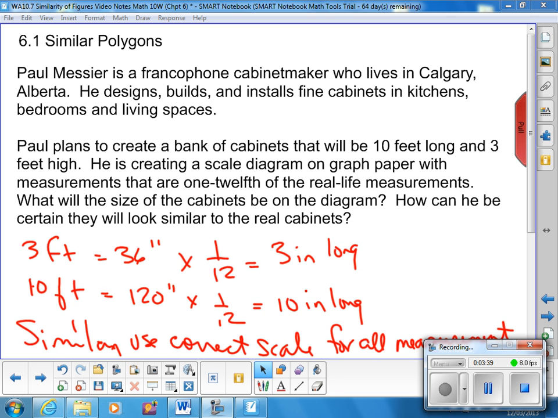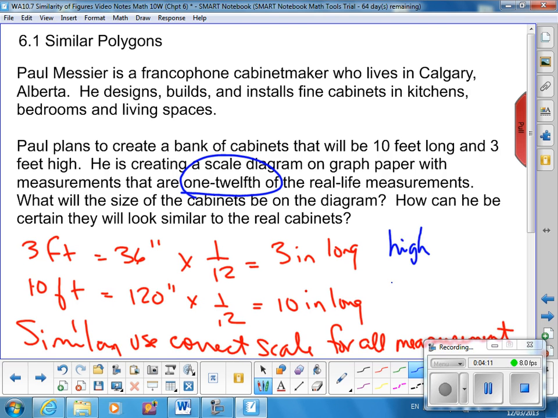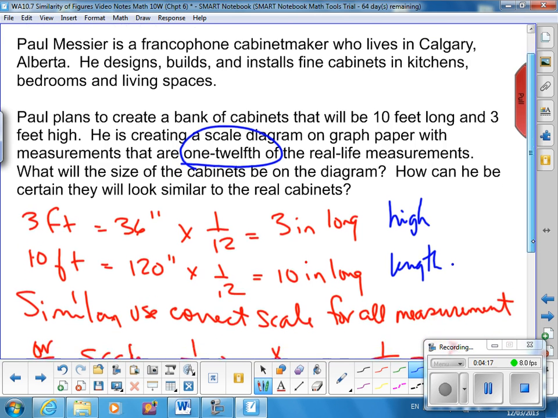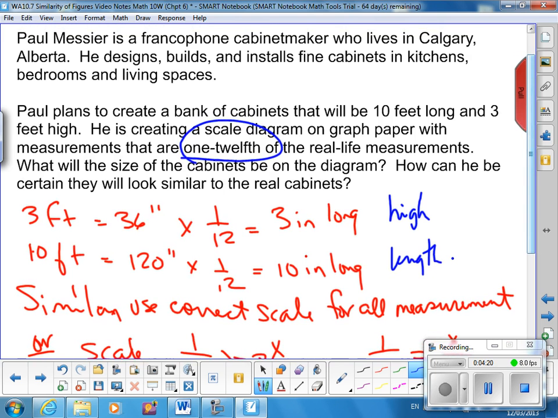Well, we're going to put it on graph paper, so we're not working in feet. So we're going to change 3 feet into inches, so 36 inches times 1/12, because we want it to be 1/12 the size, says in the question. And so 36 times 1/12 equals 3 inches. So your diagram is going to be 3 inches high. This is the height, and this is the length of the diagram. 10 feet into inches is 120 inches, times 1/12 is 10 inches long.